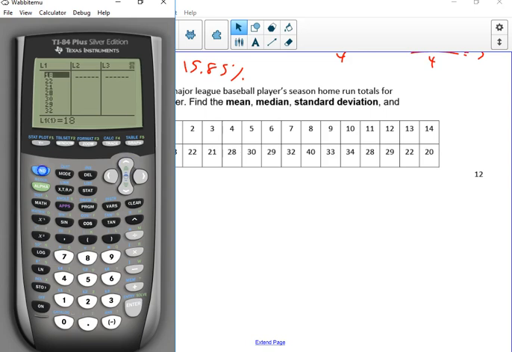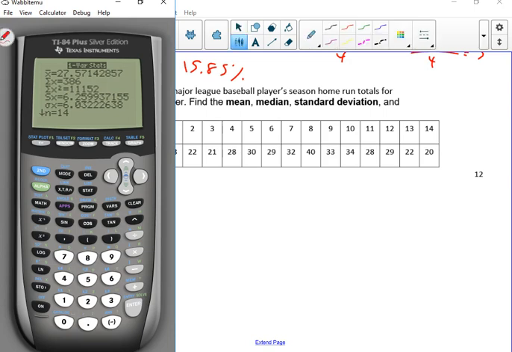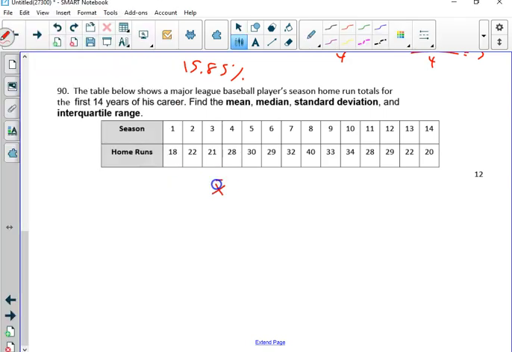Now, I go back in to Stat. I hit second Stat, sorry. Go to Stat, go to Calculate, and all you do is hit Enter, Enter, Enter, because it's already set up for L1. And here's all the information I need. My x bar, my average, is 27.57.